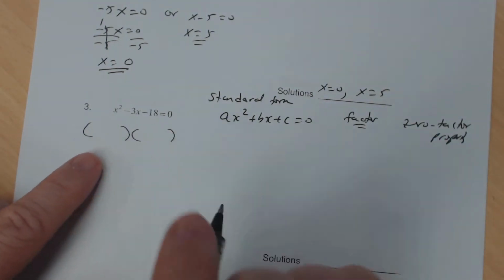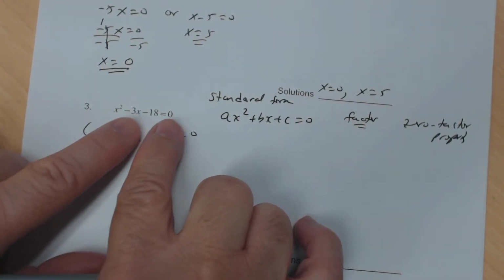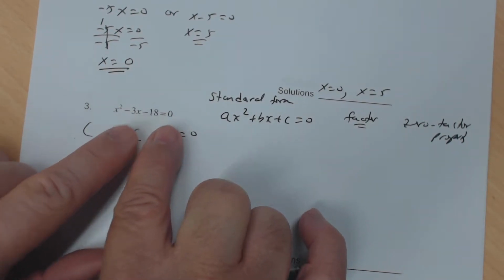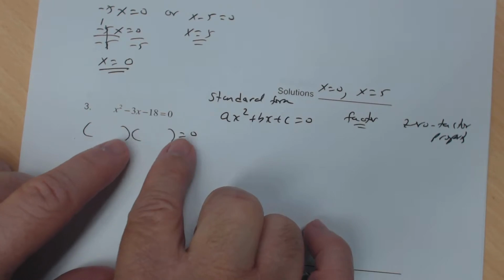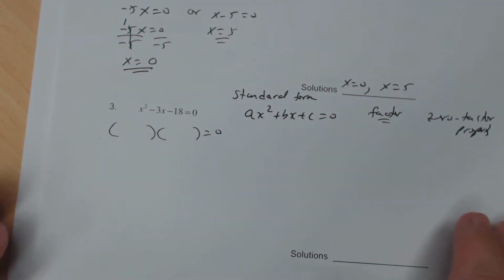Okay, now make sure though at this step you say equals 0 because this is still an equation. So make sure that all of these steps are equivalent. If that's an equals 0, then you better make sure that's an equals 0 here because you want each step to be equivalent.